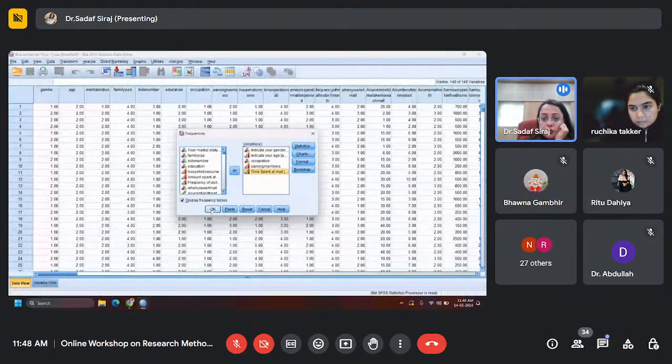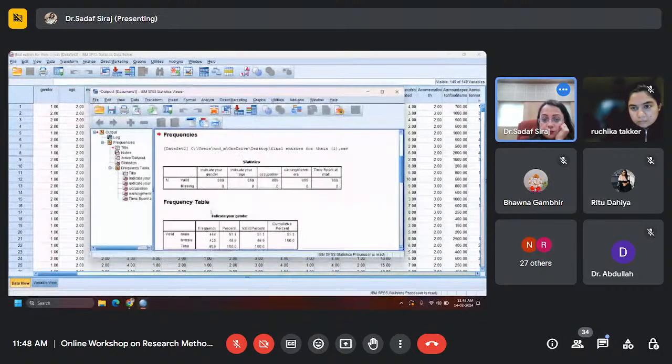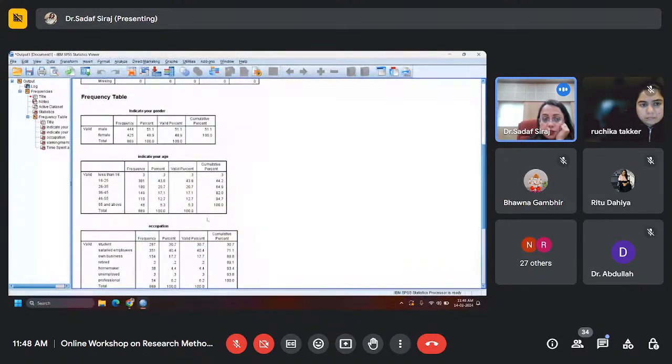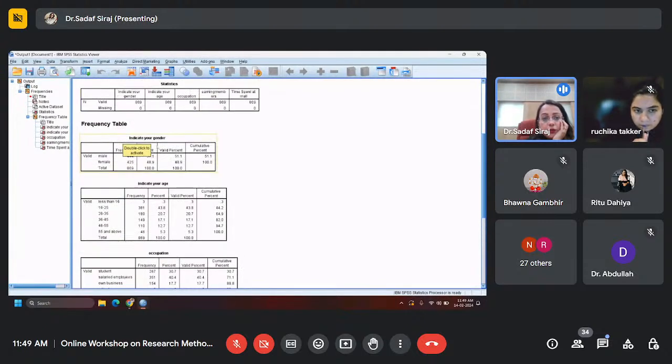This will just provide you the frequency counts. Within a fraction of a second, you'll find the output is there. Out of the 869 people, 444 were males and 425 were females. It also gives you the percentage wise breakup. 51.1% of the respondents were male and 48.9% of the respondents were female.